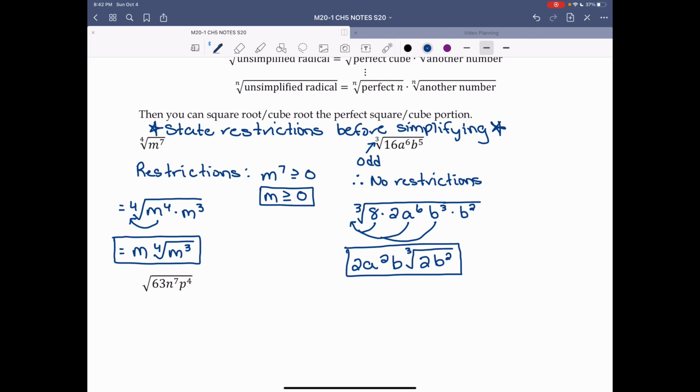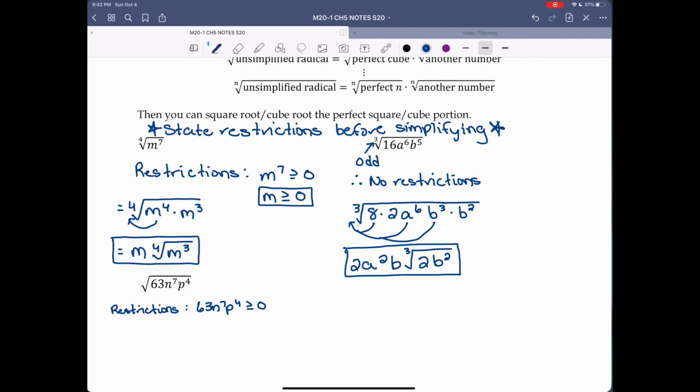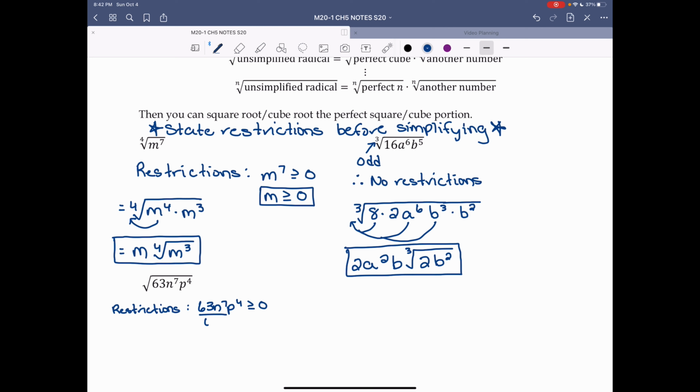The square root of 63 n to the 7 p to the 4. The index is even, so we have restrictions. We need 63 n to the 7 p to the 4 to be greater than or equal to 0. We can divide both sides by 63. Then we get n to the 7 p to the 4 has to be greater than or equal to 0.